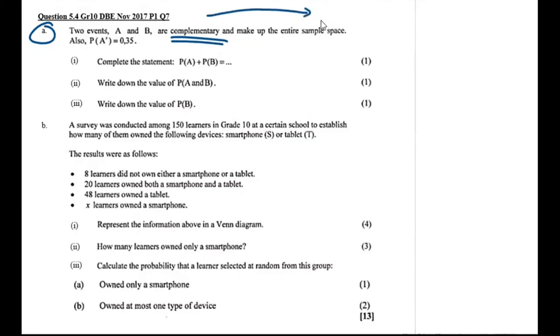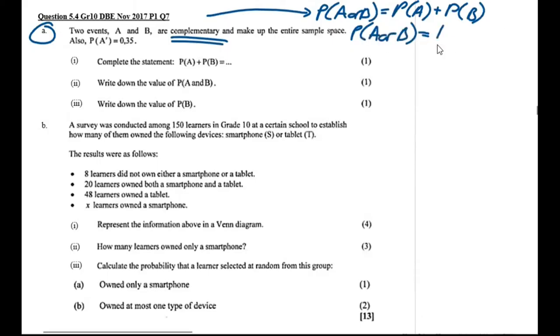Remember, complementary tells you that the probability of A or B is equal to the probability of A plus the probability of B, because they are mutually exclusive. And the exhaustive tells me that that's going to add up to 1. Do you see that they all actually link to each other? All of those would be equal. It says complete the statement: probability of A plus the probability of B. Type in the chat. Okay, we know that the probability of A plus the probability of B will be equal to 1.